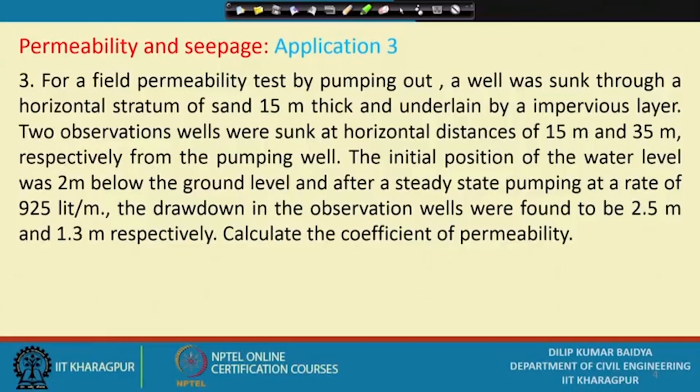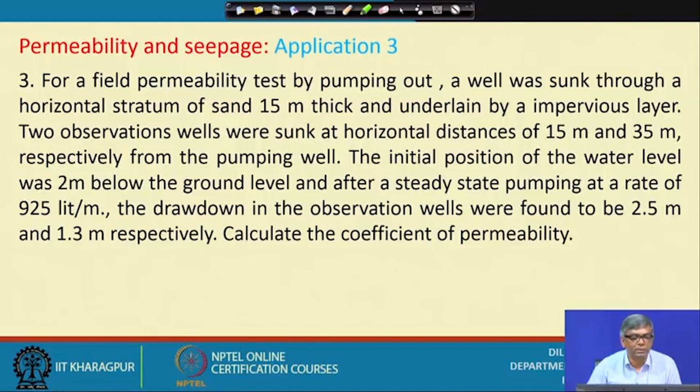That application is shown here. For a field permeability test by pumping out, a well was sunk through a horizontal stratum of sand 15 meter thick and underlain by an impervious layer. Two observation wells were sunk at horizontal distances of 15 meter and 35 meter respectively from the pumping well. The initial position of the water level was 2 meter below the ground level. That means the water-bearing sand layer thickness is 15 meter, but water was there only 13 meter.